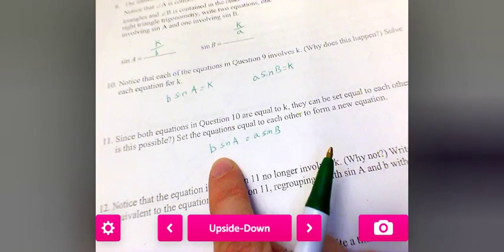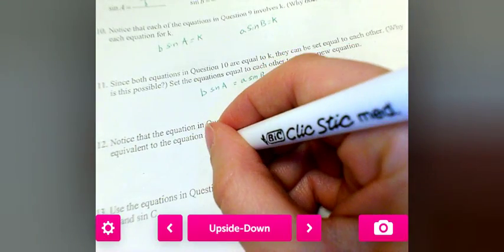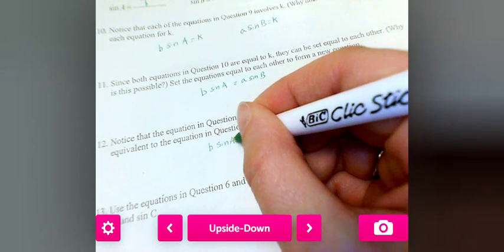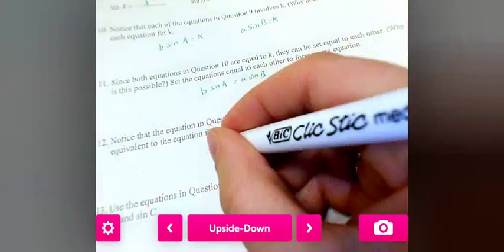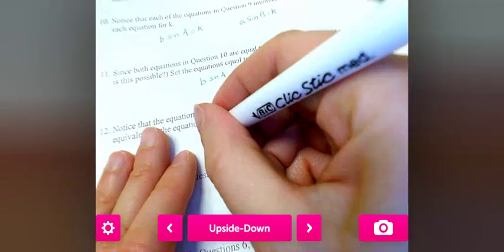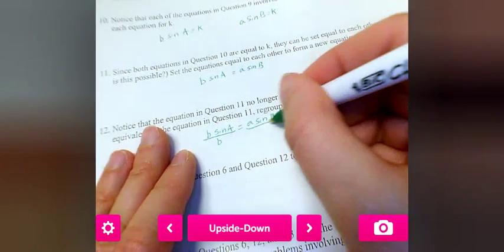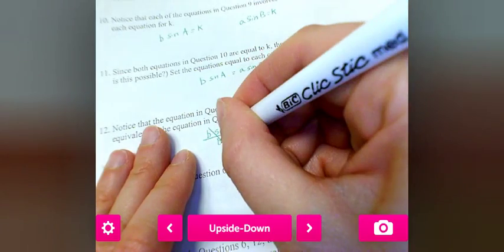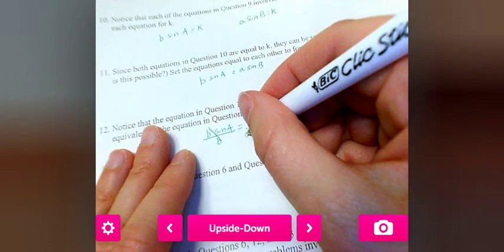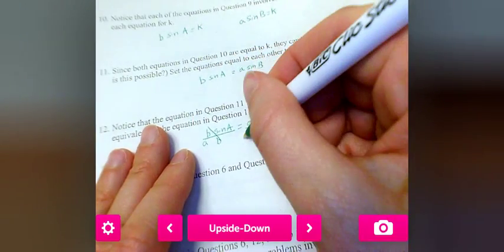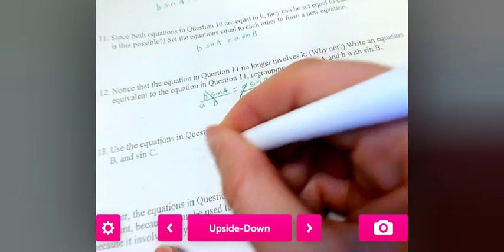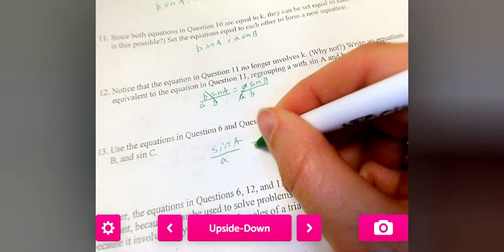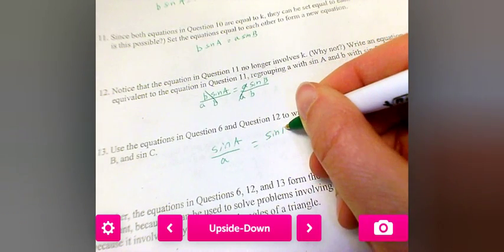Then we're going to divide to get the b's on the b side and the a's on the a side. So we've got little b sine A equals little a sine B. We're going to divide both sides by little b, and these cancel. We're going to divide both sides by little a, and these cancel. Then I end up with sine A over little a equals sine B over little b.